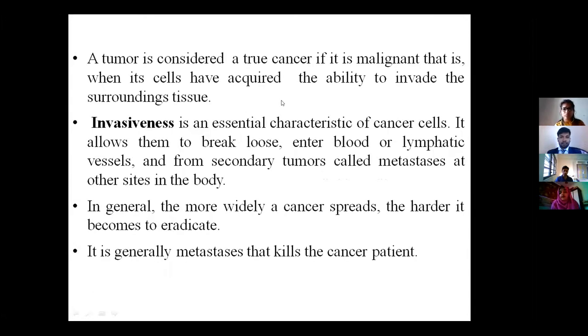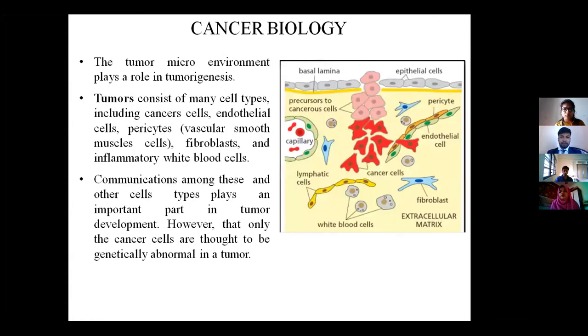Now we come across the tumor microenvironment, which plays a major role in tumorigenesis. A tumor consists of many cell types, including cancer cells, endothelial cells, pericytes, which are vascular smooth muscle cells of the body, fibroblasts, and inflammatory white blood cells. Communication among these and other cell types plays an important part in tumor development. However, only the cancer cells are thought to be genetically abnormal in a tumor.